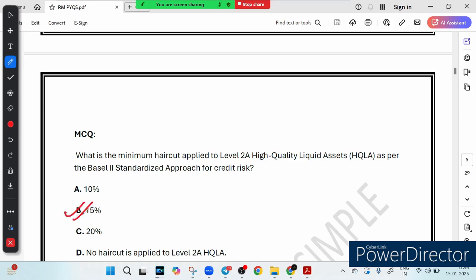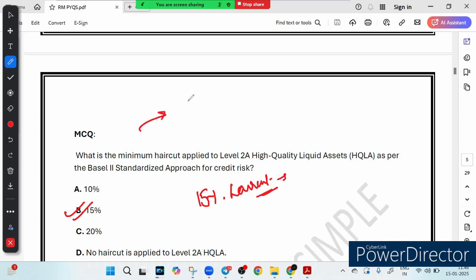It means the bank reduces the market value of Level 2 HQLA by 15% when calculating the stock of liquid assets. Why is this done? To ensure the bank holds enough liquidity to survive a stress scenario. You know what the meaning of this 15% haircut is? A 15% haircut accounts for possible price fluctuation during a crisis, ensuring the bank's liquidity remains reliable.